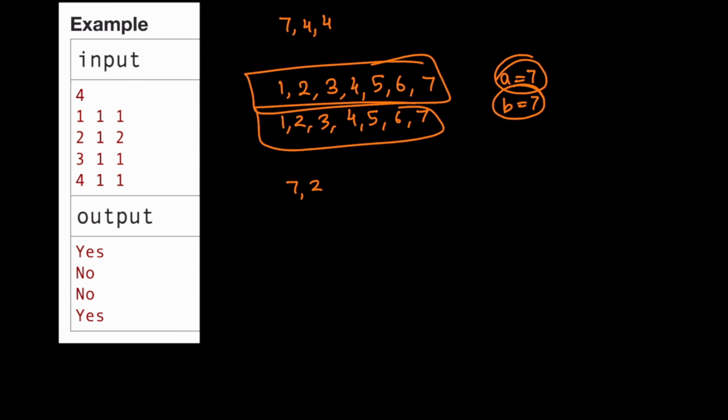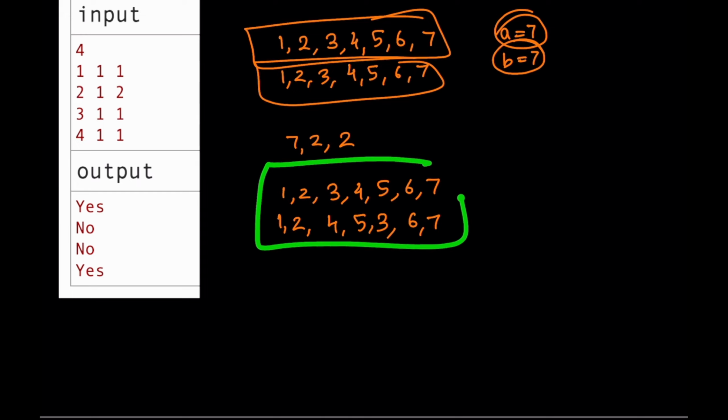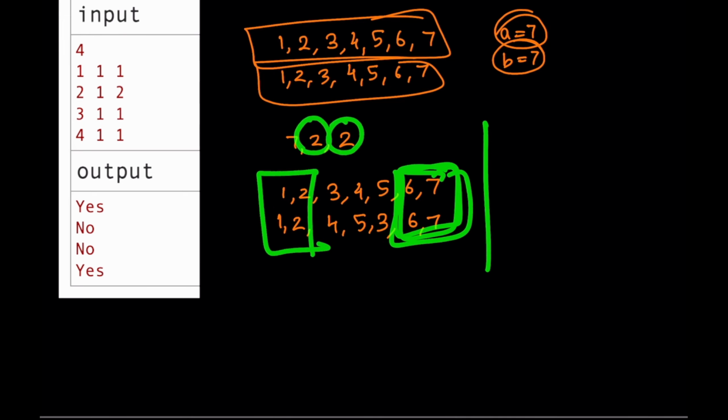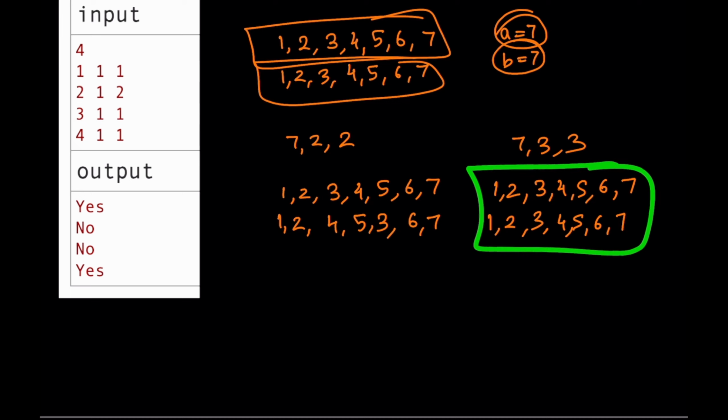Now let's suppose we take a prefix of 2 and 2. For 2 we can have this, and 6 and 7 at the end. And like this is a valid permutation that we can have, since the common prefix is 2 and the common suffix is of length 2. So these are possible. Now let's take a case for 7, 3 and 3: 3 and 5, 6, 7, 4. So in this case also we cannot have the permutation. The answer for this is no.